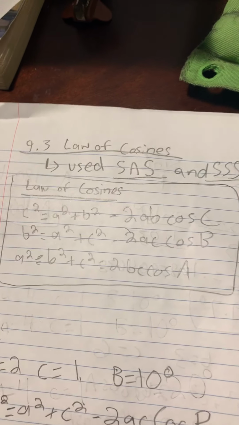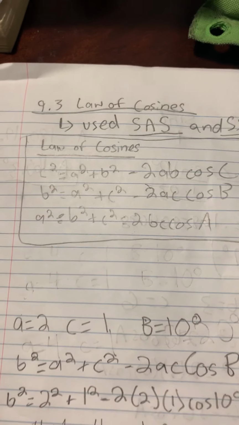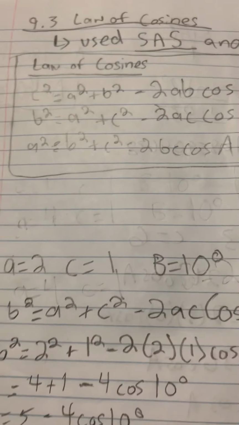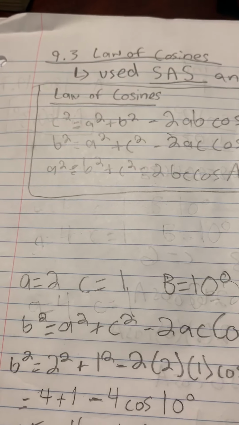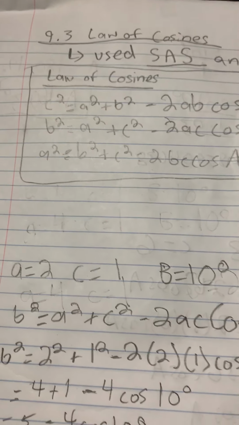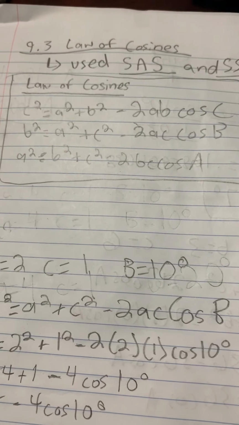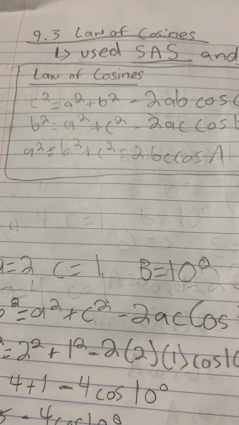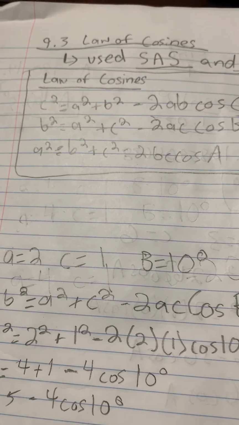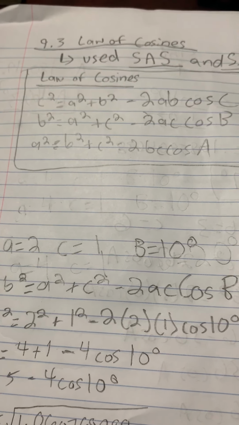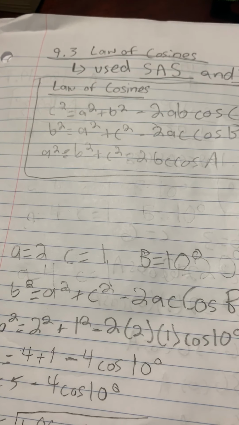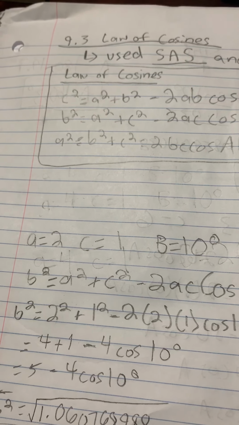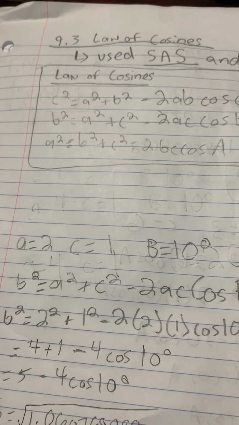So now we're going to move on to our first example here. In the first example, we're given side a, which is 2, side c, which is 1, and angle B, which is 10 degrees. So from that information, we know that this is a side-angle-side case. And we also know that we need to use the second equation because we're given angle B, since we need to find b.